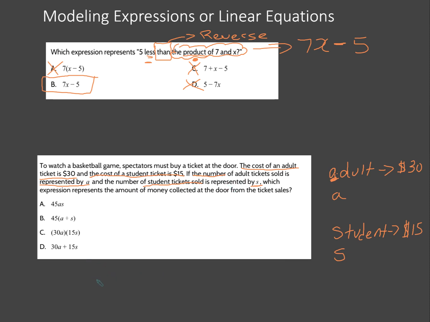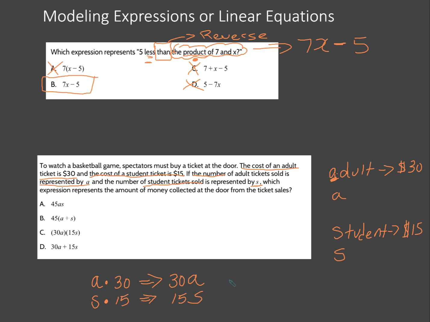So some random number, A, of adults attended the game, and they were charged $30 each. So their cost would be A times 30. Now in algebra, we always like our coefficient, which is the number, first. So they prefer you write it as 30A. And for the student, which is S, we don't know how many of them attended, but we know the cost was $15 each. So S times 15, but we prefer to write it as 15S.